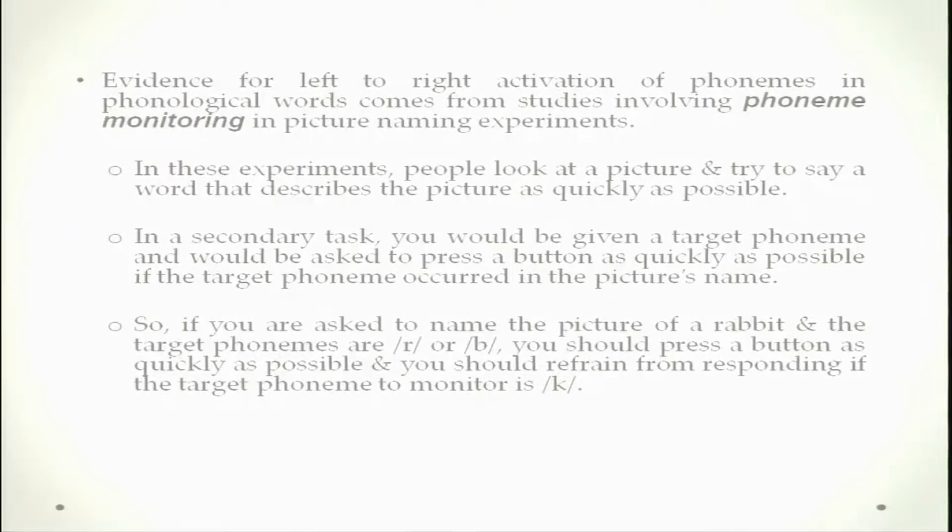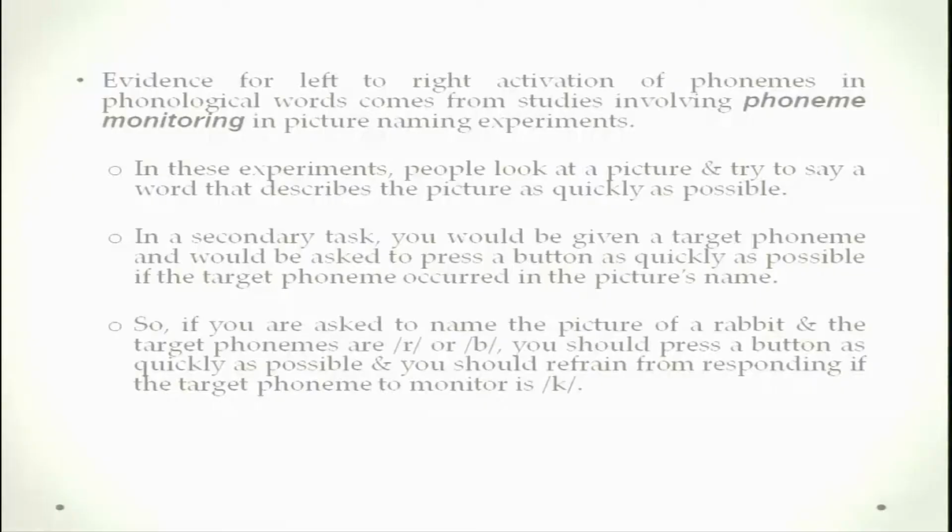Now the evidence for this left to right activation, what is the evidence that we are doing this activation in left to right fashion, has been shown in studies of phoneme monitoring. What they've shown is this: people are trying to look at a picture and say a word that describes the picture as quickly as possible, this is one of the tasks that was given to people. The second task is that you have to be monitoring a target phoneme, and as soon as that target phoneme comes, you press a button. So I am showing you pictures.